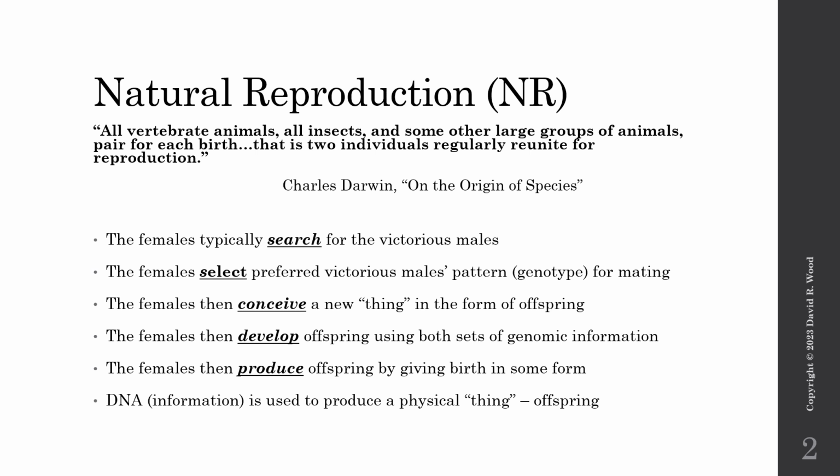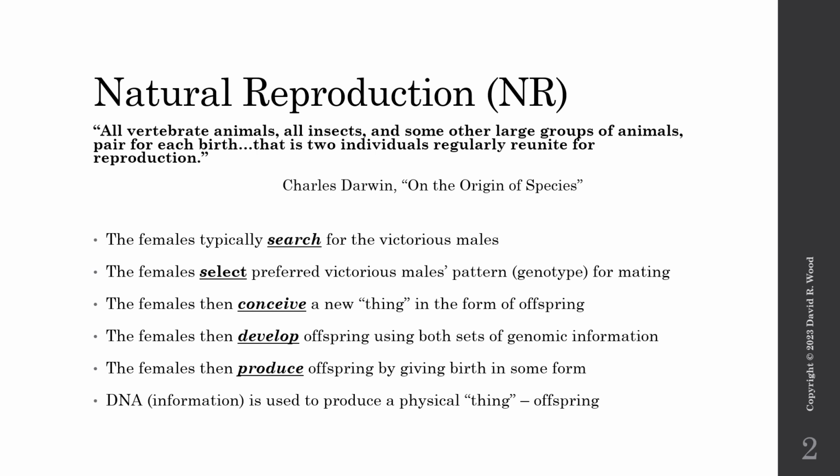During the process of sexual selection, a female typically searches for males to mate with, but not just any males. Only males victorious in physical and/or psychological competition with other males of the species. The female then selects her preferred male from the pool of available victorious males. At this point, the male and the female mate in some form, i.e., intercourse, egg fertilization, etc.